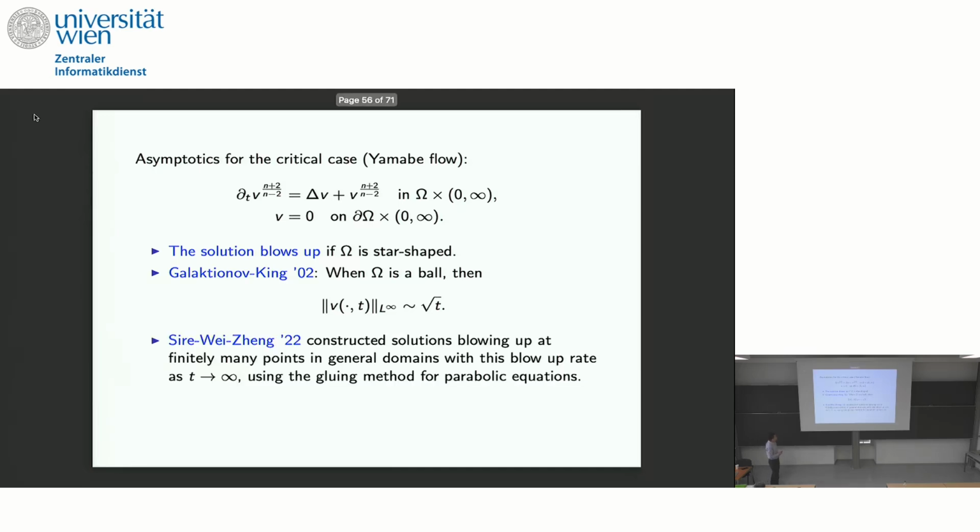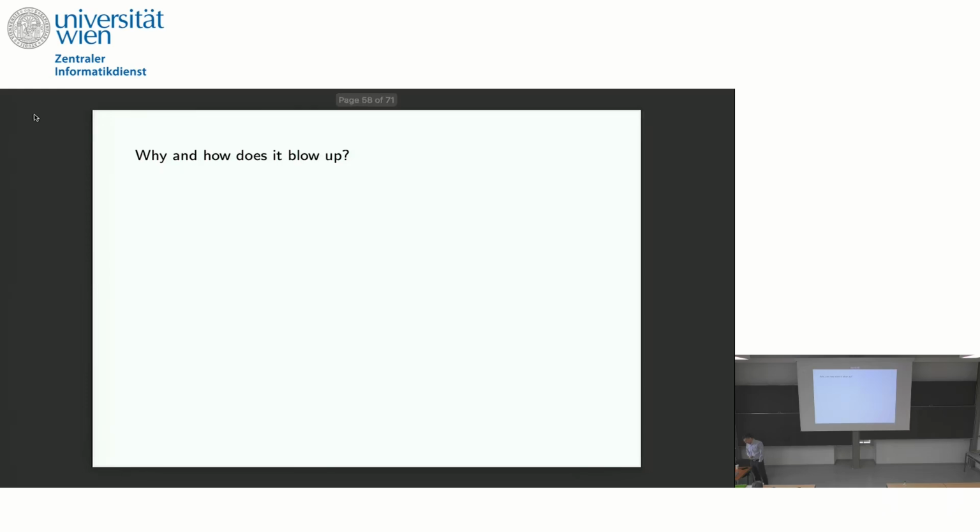Then in 2022, Yannick Sire, Juncheng Wei, and Youquan Zheng constructed solutions that blow up at finitely many points in general domains with this blow-up rate, using the inner-outer gluing method for parabolic equations. So they construct solutions blowing up at many possible places, but the rate is always square root of t. Now, of course, our goal is to classify the asymptotic behavior, so how it blows up eventually, and why and how it will blow up.